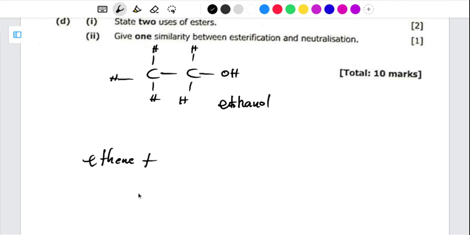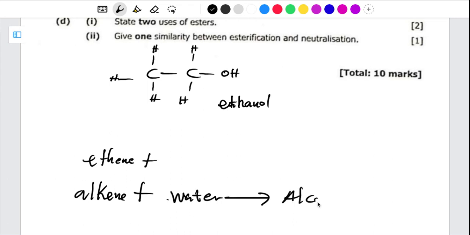Okay. This is an alkene. Then we add it to water. Then here we are going to produce what? An alcohol. So this is the formula. But what the question is saying here is this. So we have ethene, then we are adding water. Then here we are producing ethanol. Okay? We are producing ethanol.